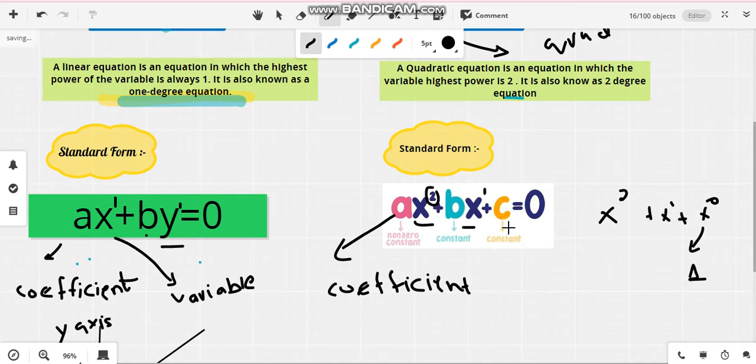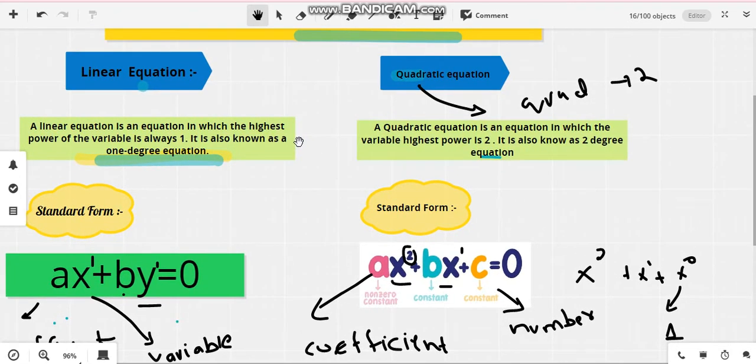That's why we don't mention it in the standard form of the quadratic equation. The third term doesn't contain any variable. It is just a constant. It can be any number. You can say a constant number with no variable. Okay. And just as the word quad means 2, the variable's highest power is 2.